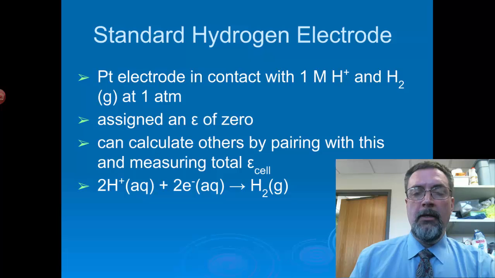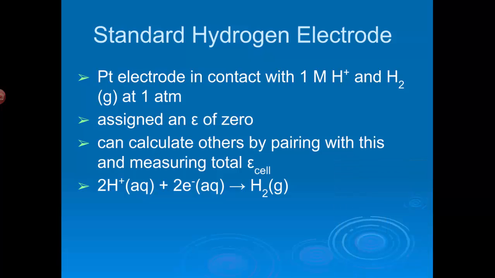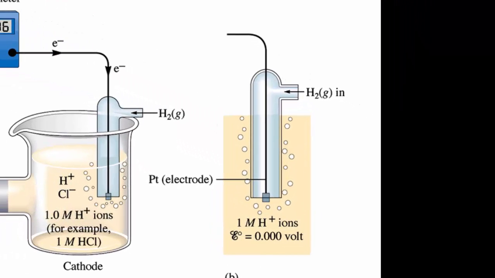And so we can calculate all of the other reduction potentials by pairing that one up with any other half reaction and measuring the total E cell. So this is what it would look like. The standard hydrogen electrode is essentially an inverted tube with a side arm so that you can flow gas into it. And then that tube is inverted with a platinum electrode into a solution that contains an acid at a concentration of 1 molar. That's how you make it.